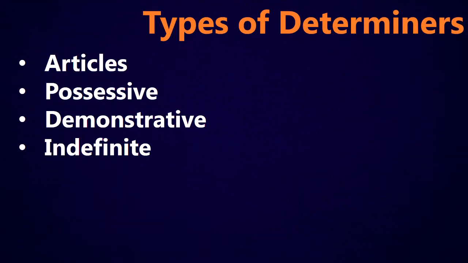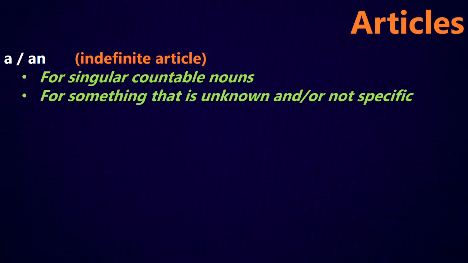The types of determiners, or the basic types in English, are articles, possessives, demonstratives, and indefinite determiners. Now, the possessive, demonstrative, and indefinite will probably look similar to the pronouns that we already talked about in another lesson. But they work a little bit differently in the sentence. So the articles are a, an, and the. These are the most common words in the English language, but they can be the most difficult to use.